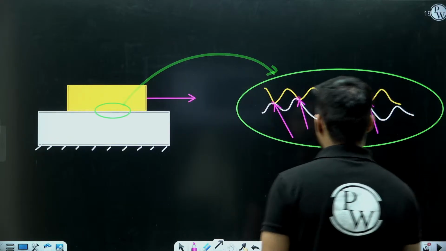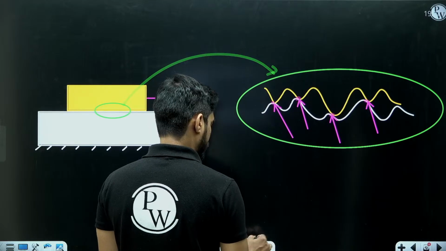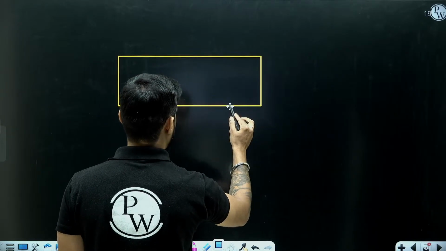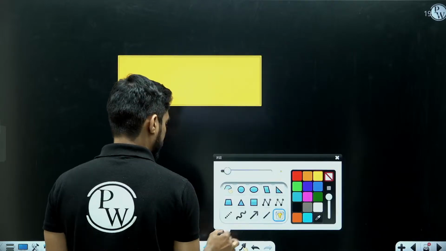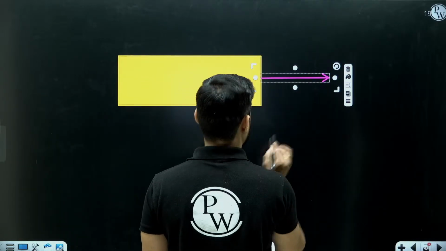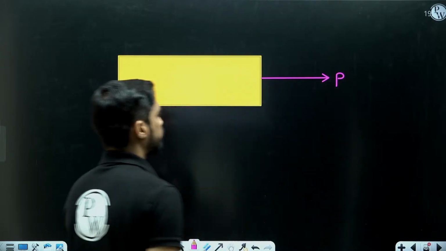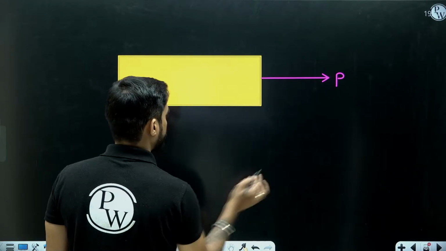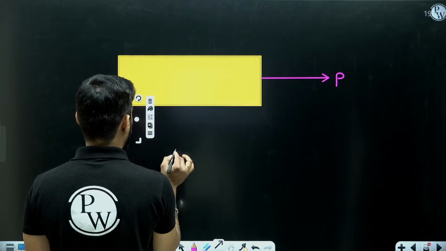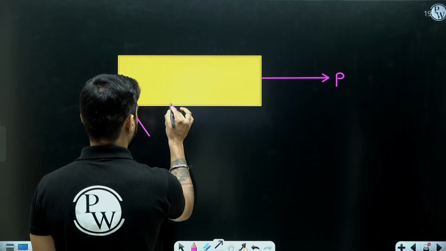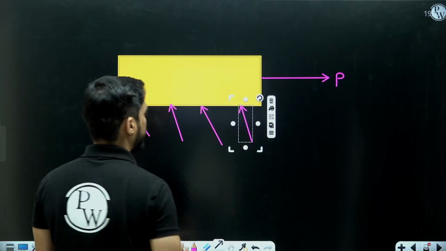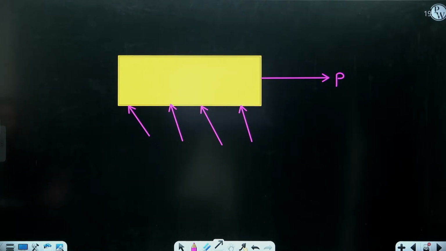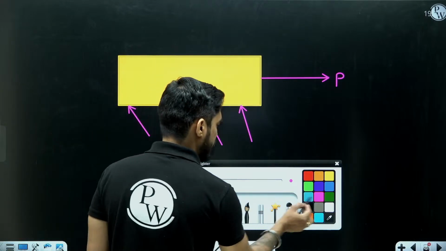Now, if you resolve these forces, you will see something like this on the yellow box. This is our yellow box, okay? I am applying a force like this. This force is P, okay? Now what is happening, understand? At these surfaces we have reaction forces like this. A lot of reaction forces, okay? I am just, for example, drawing 4 forces but there are infinite number of forces at every point. Okay, so if I resolve these forces, what will I get?